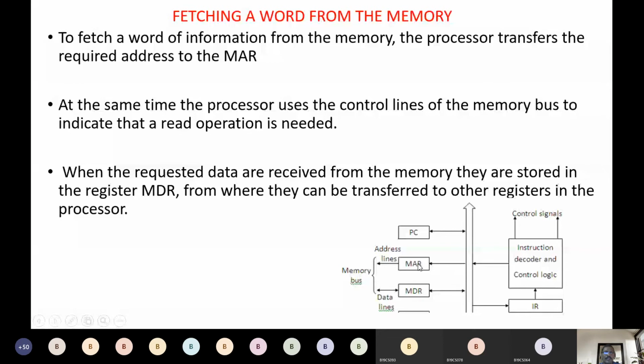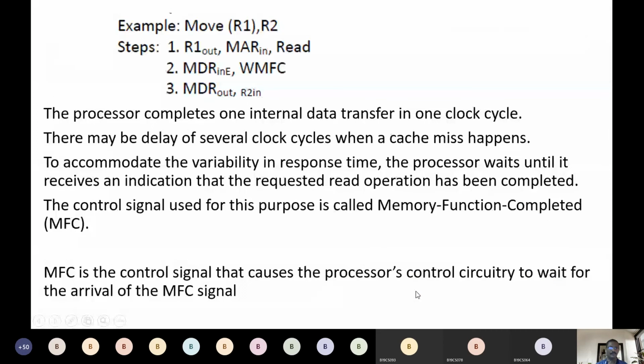Then what happens? Now main memory will send the data, the operand value, the A value, maybe 5. That 5 is copied into the MDR register. That is the third step. So how is it done? You can see these are the instructions: R1 out, MAR in, and read.